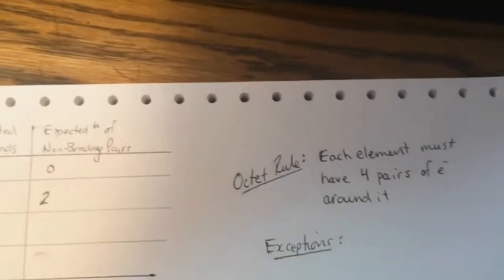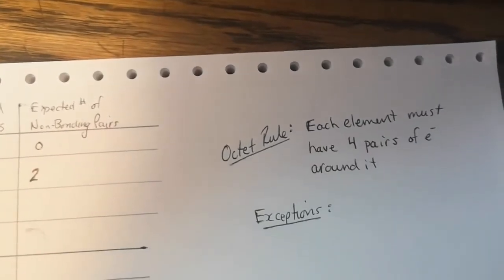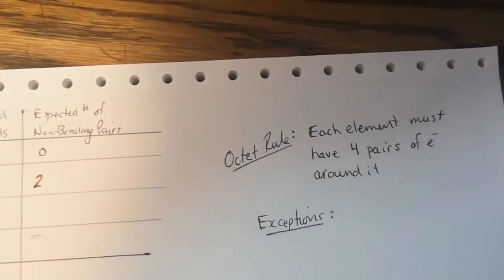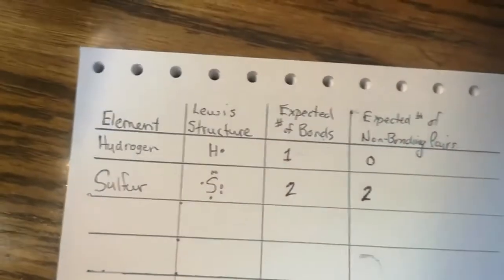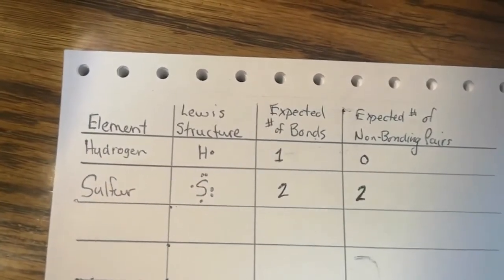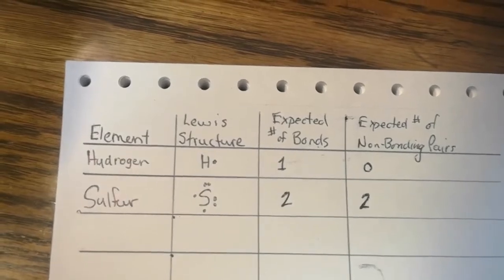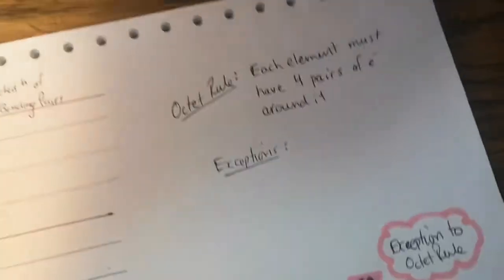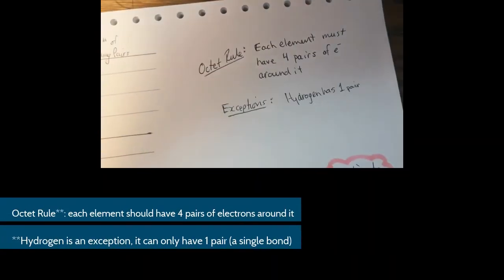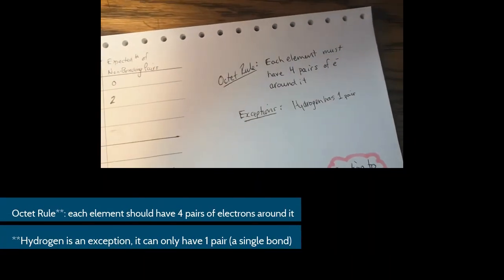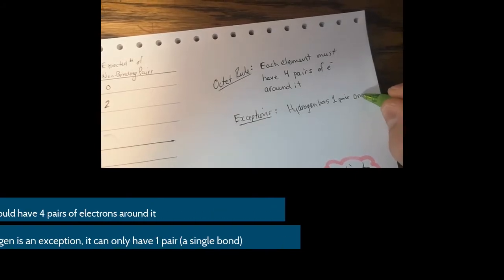It's worth noting that the octet rule describes that each element in our diagrams must have 4 pairs of electrons around it. There are a number of exceptions to this rule, namely hydrogen. Hydrogen, with only 1 electron and having that in the 1s energy level, only has 1 pair. Only.